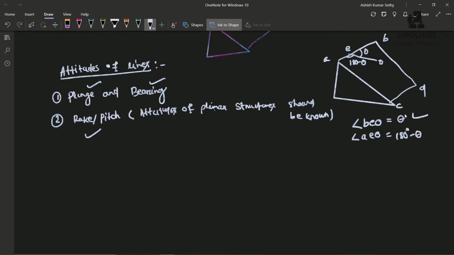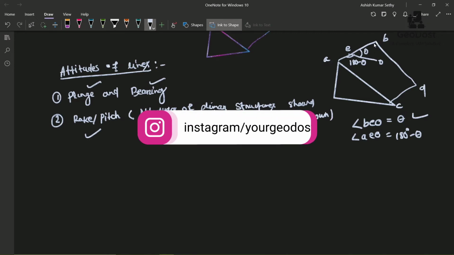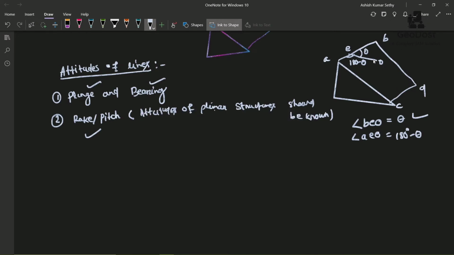The rake is always an acute angle which is measured in between the strike line. So what is the strike line here? AB. It is measured in between the strike line and the lineation on the plane which is containing both of them. So which plane is containing both of them? ABCD. ABCD is containing both the lineation, that is EO, and the strike line, that is AB. Remember the exact definition. I am still repeating: the rake, or pitch, is an acute angle in between the lineation and the strike line on the surface which is containing both of them. Okay, is it okay?